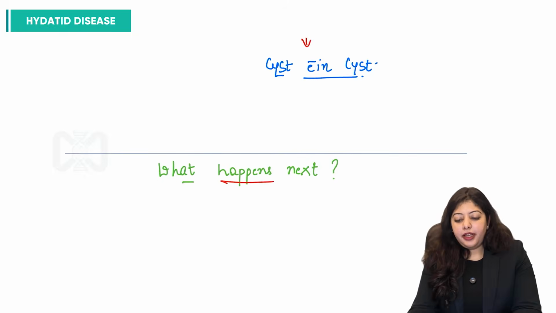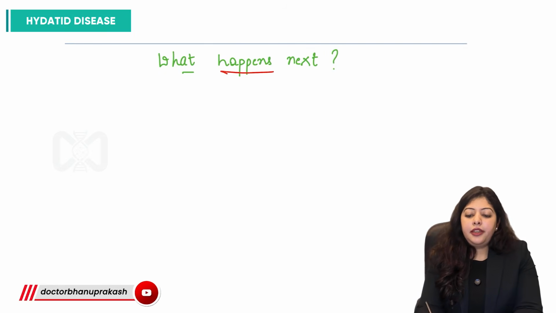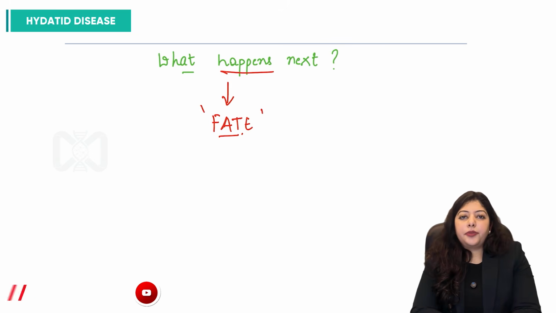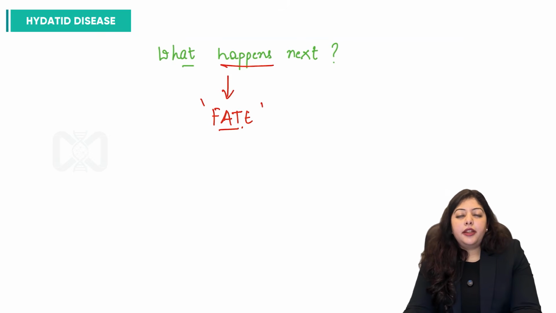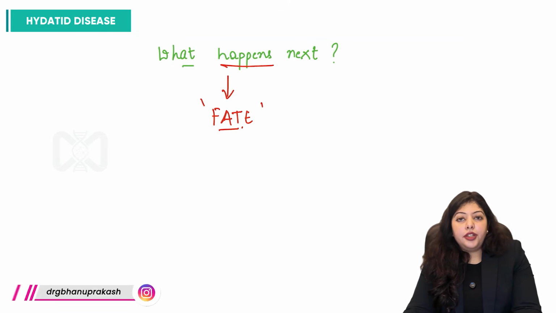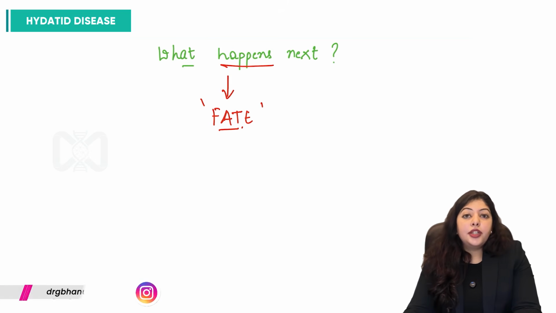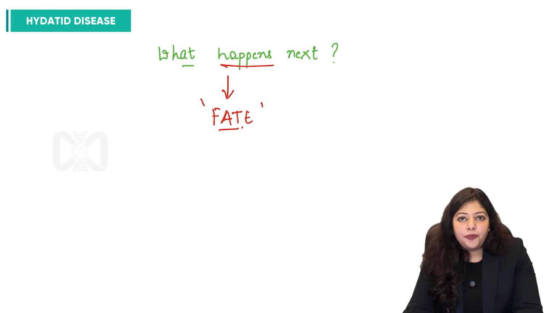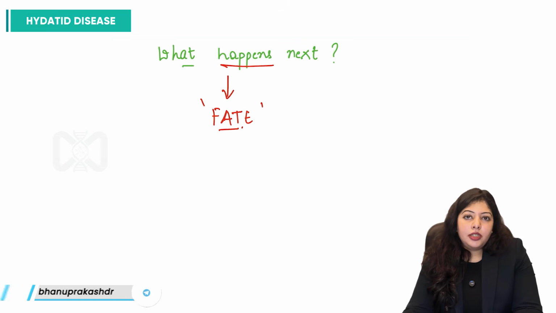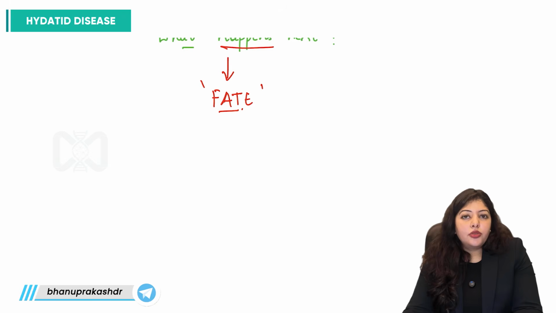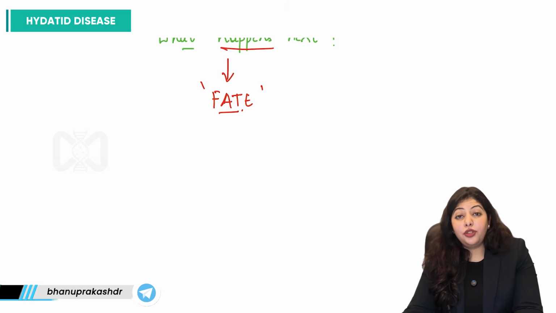right? Having said that, let's move on to the fate of these cysts. What is exactly going to occur? Since we said these cysts, if left untreated, might develop into very large structures, are these cysts always going to be present inside the human body, or is there a way out, right? Of course, they need to get treated. So what is going to happen? What is the fate of these cysts?